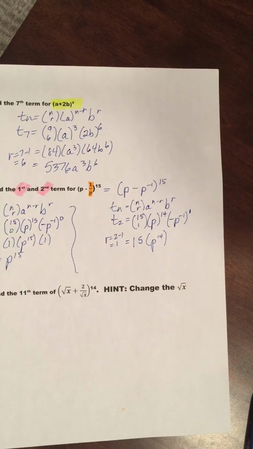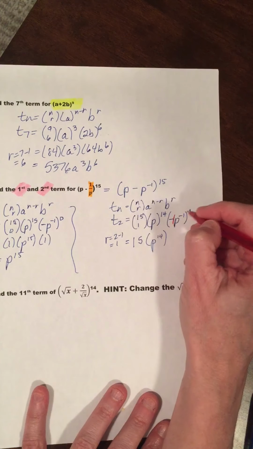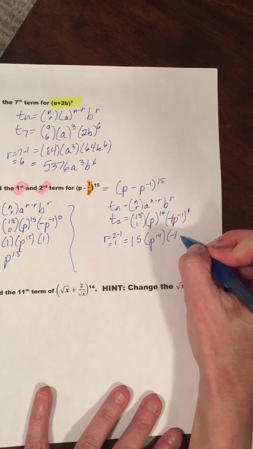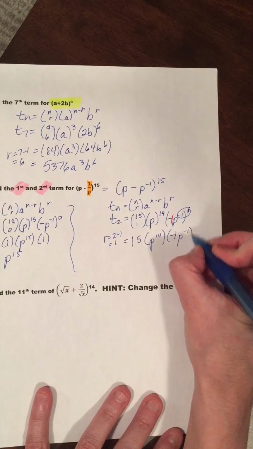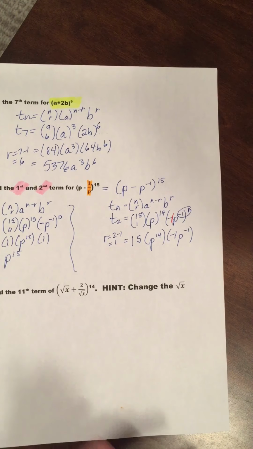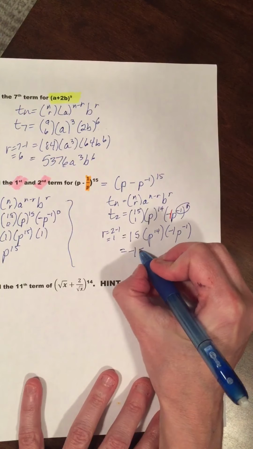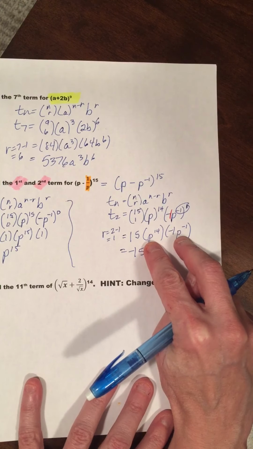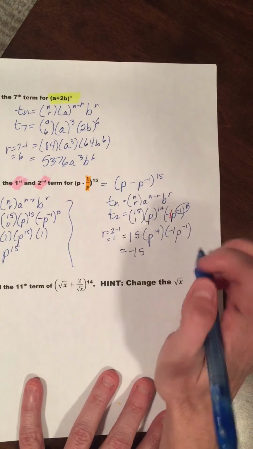And here you got to be careful. This is actually a negative 1 to the 1. So that's going to be negative 1 p to the, multiply these exponents, and now 15 times negative 1. And when I'm multiplying powers with the same base, I add the exponents. So negative 14 minus 1.